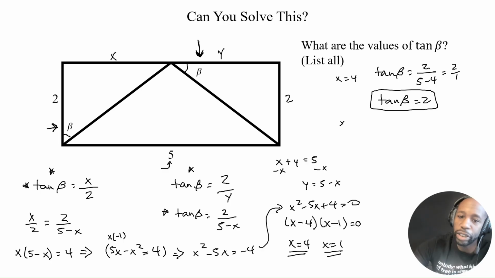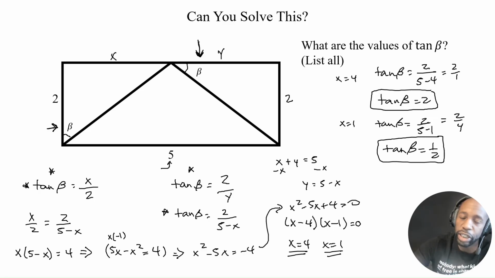So what about when x is equal to 1? Tangent of beta equals 2 over 5 minus 1, or 2 over 4. So in other words, tangent beta equals 1/2. Okay, so these are the two values for tangent beta, 2 and 1/2. Let me know if you got this answer.